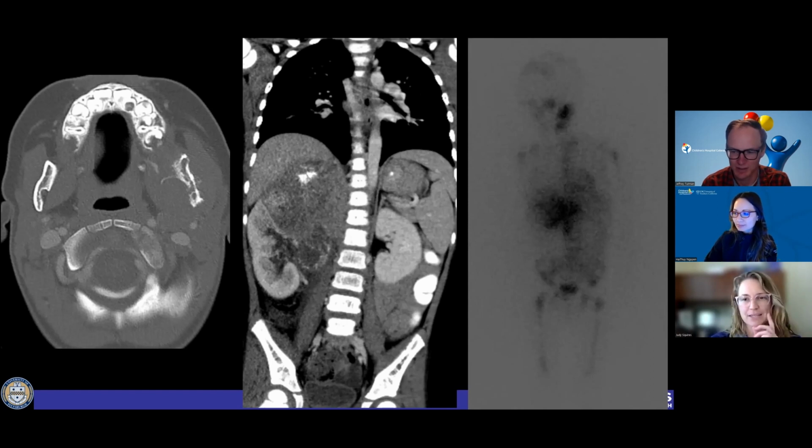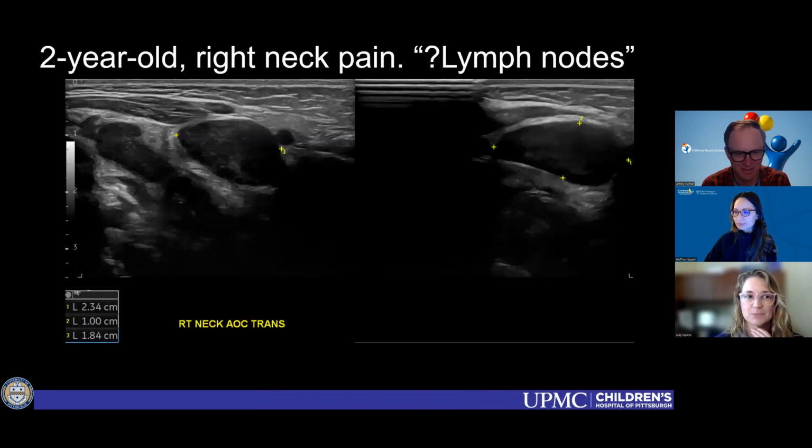Okay, I want to show you one more case because I want y'all's opinion. This was a 2-year-old, and the question from the ED was lymph nodes. And I feel like I see this all day, every day, billions of cervical lymph nodes, especially at URI time of year. It's like, yep, it's a lymph node. Is it lymphoma? Probably not. It's probably reactive. Follow it up.